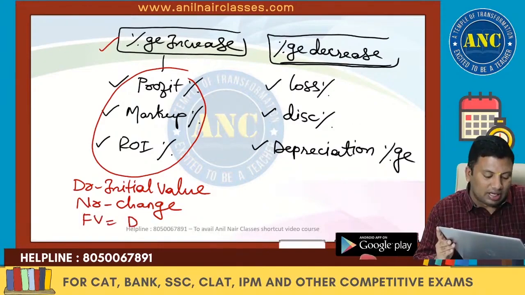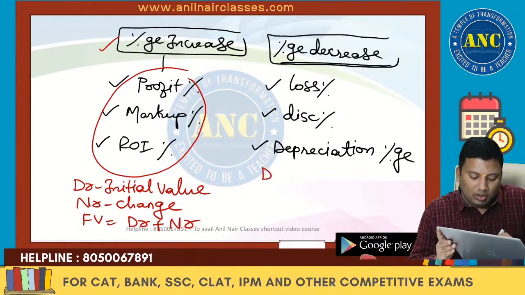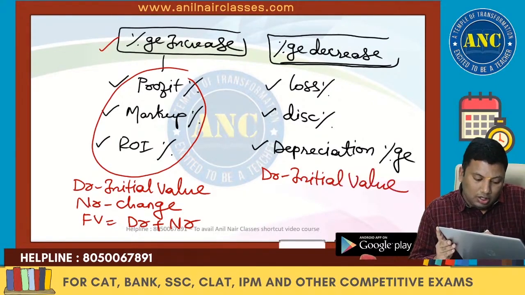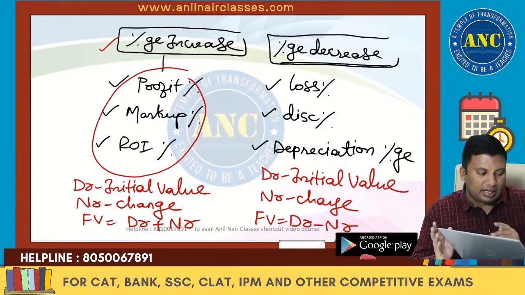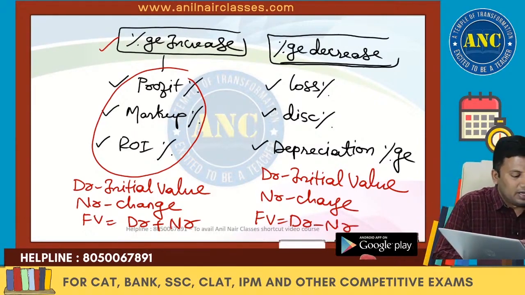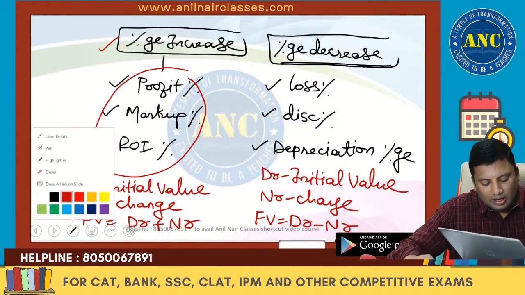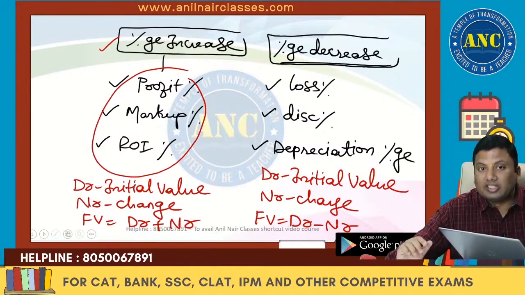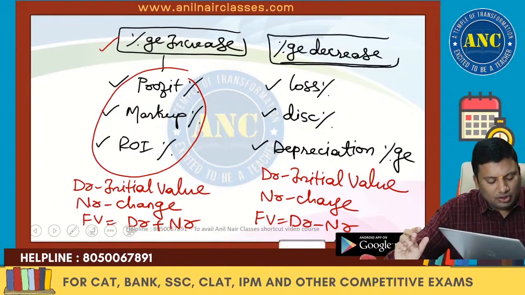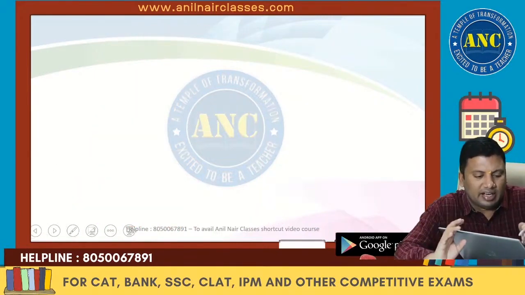Final value is nothing but denominator plus numerator. Here also denominator is nothing but the initial value. Numerator is nothing but the change. Here final value is denominator minus numerator. Once you understand the concept, it's a very important concept. Now please write down. Once you understand, these are all very easy ideas.